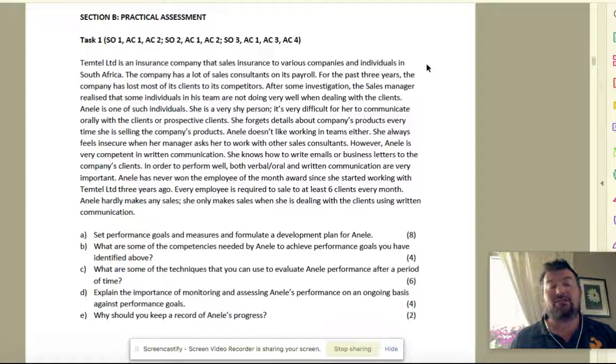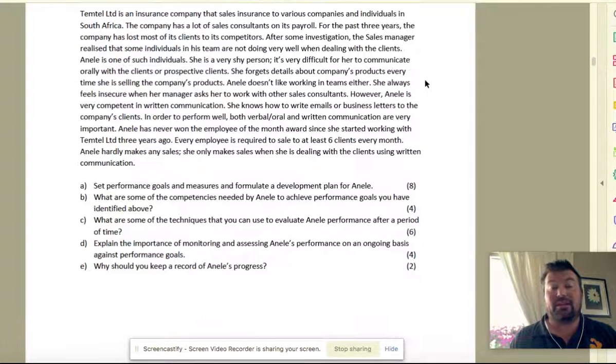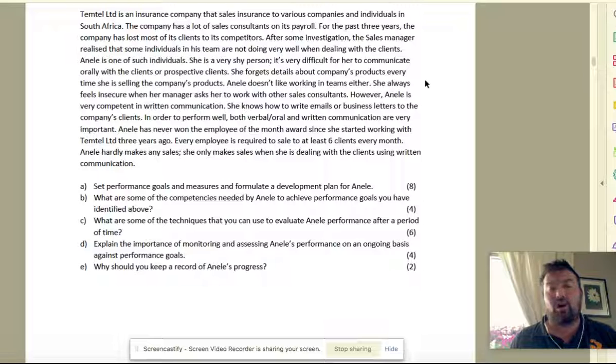There are 5 questions, A, B, C, D, and E, and you will take that scenario and tell me how you would set performance goals and measures and formulate a development plan for Anele. Based on the case study, how would you set performance measures? What kinds of measures, what kinds of objectives would you set for them, and formulate a development plan? Then what are the key competencies required by Anele to achieve the performance goals that you have identified? Then what are some of the techniques that you can use to evaluate Anele's performance after a period of time?